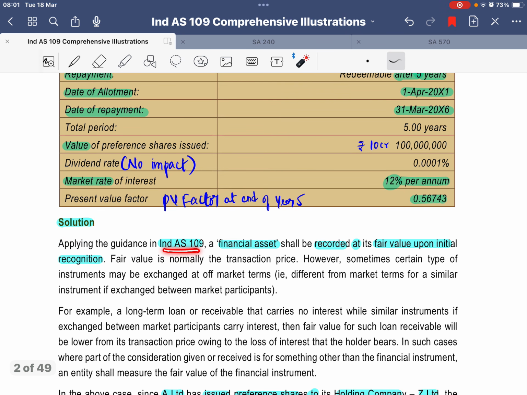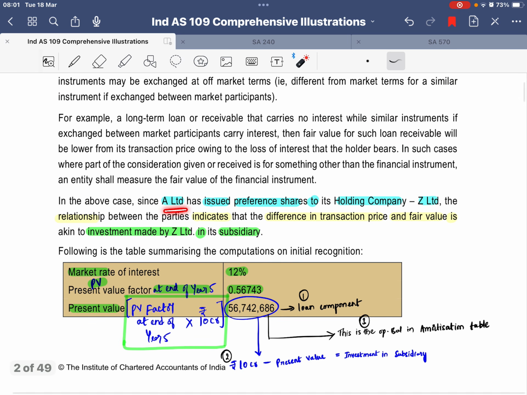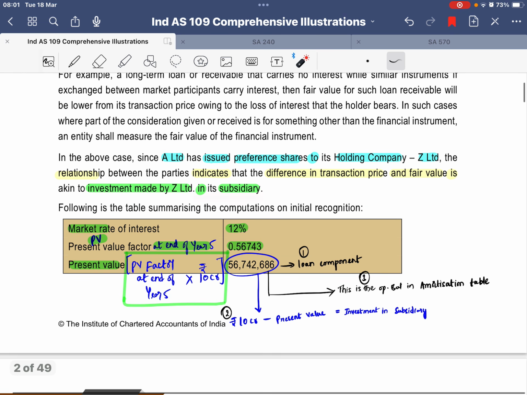Solution. Under Ind AS 109, a financial asset is recorded at fair value upon initial recognition. A Limited issued preference shares to holding company Z Limited. The relationship indicates the difference between transaction price and fair value is an investment made by Z Limited in its subsidiary. Market rate 12%. Present value factor at end of year 5 is 0.56743.